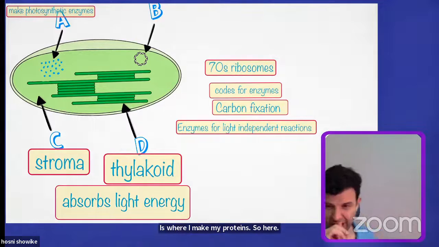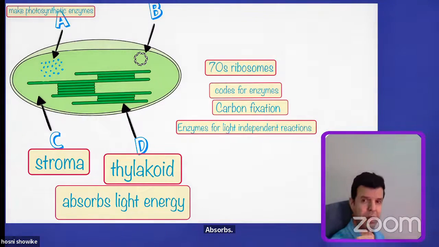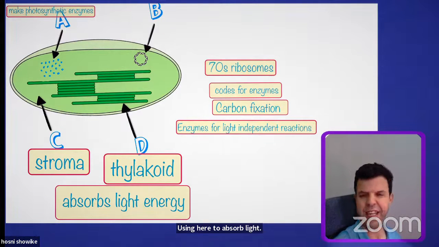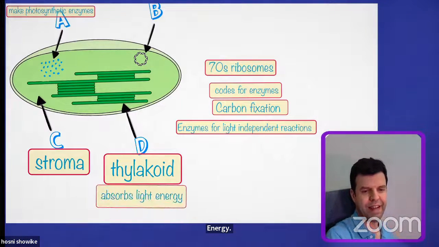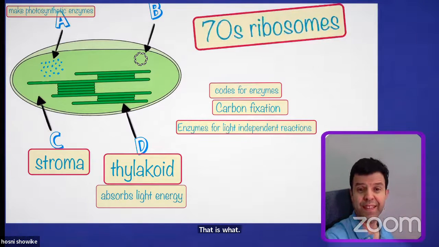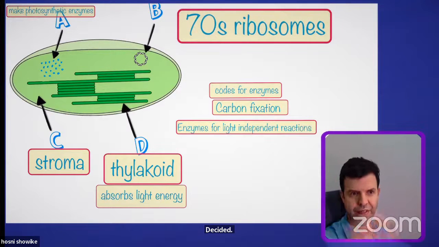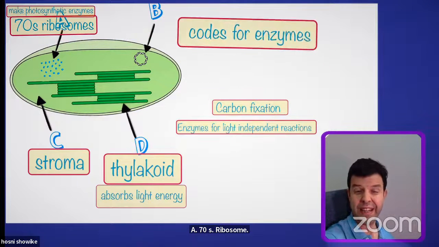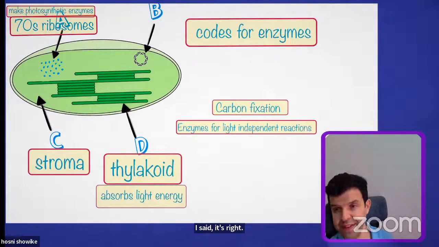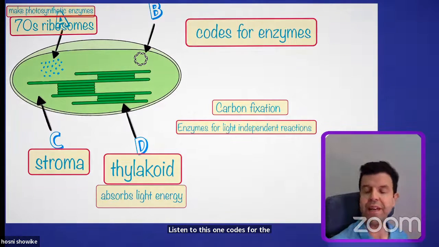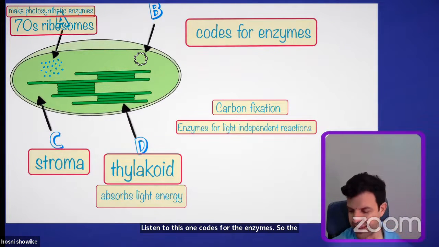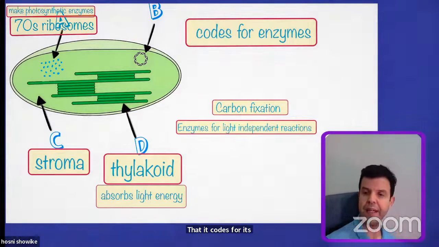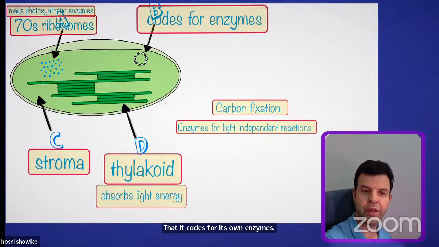Absorbs light energy. What am I going to be using here to absorb light energy? That is the thylakoid. A 70S ribosome, I've said it, right? Listen to this one, codes for the enzymes. So the chloroplast is so independent that it codes for its own enzymes. And that's going to be that circular DNA.